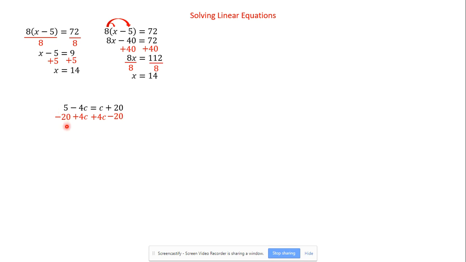So we have 5 minus 20 will be negative 15. Then the 20s go away. c plus 4c is 5c. And divide by 5. We get c equals negative 3.